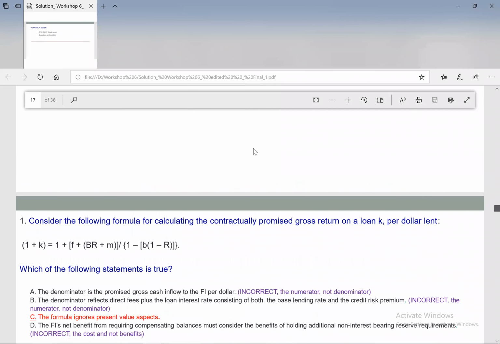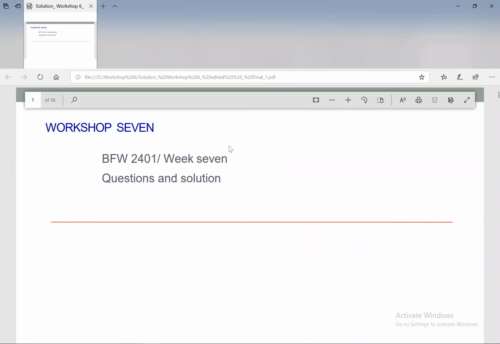Hello, everyone, I'm recording now, and this is workshop number 7. In this workshop, we are only covering week 7. For week 6, we didn't have a workshop, actually, the liquidity. So the liquidity will be covered next week.